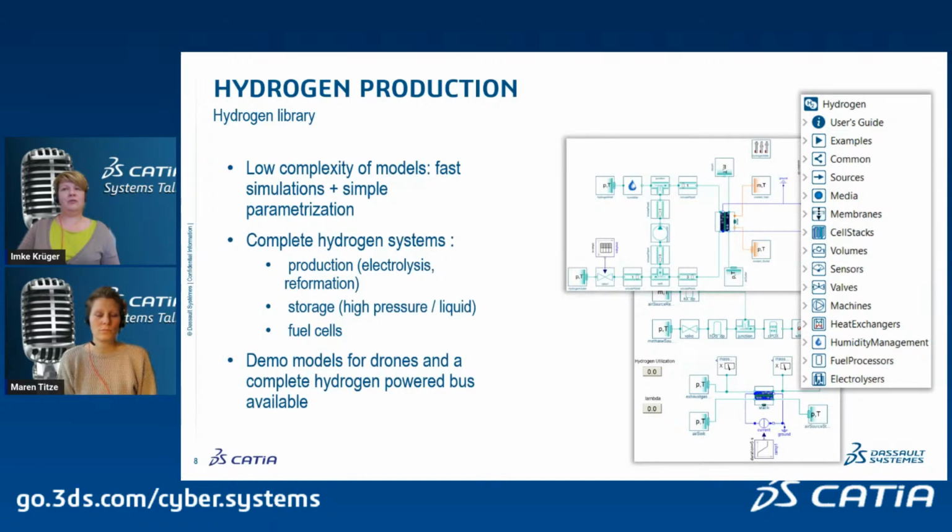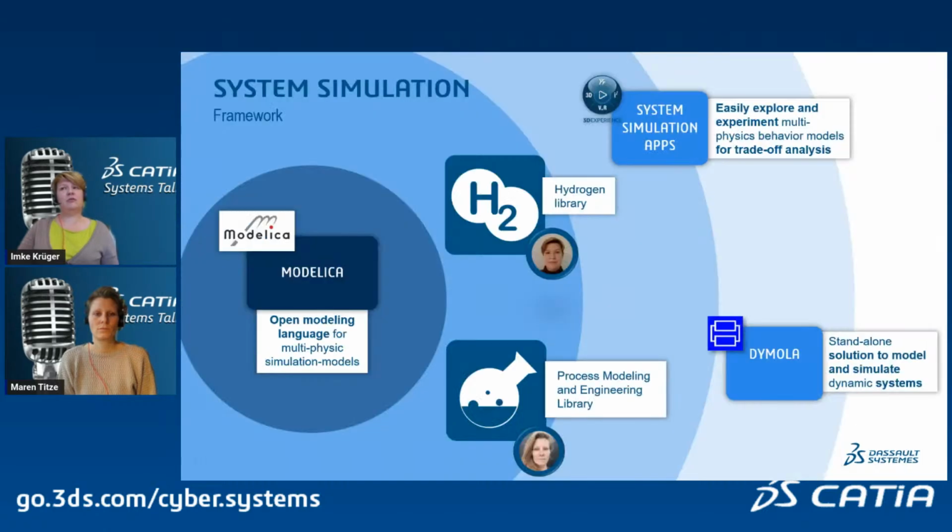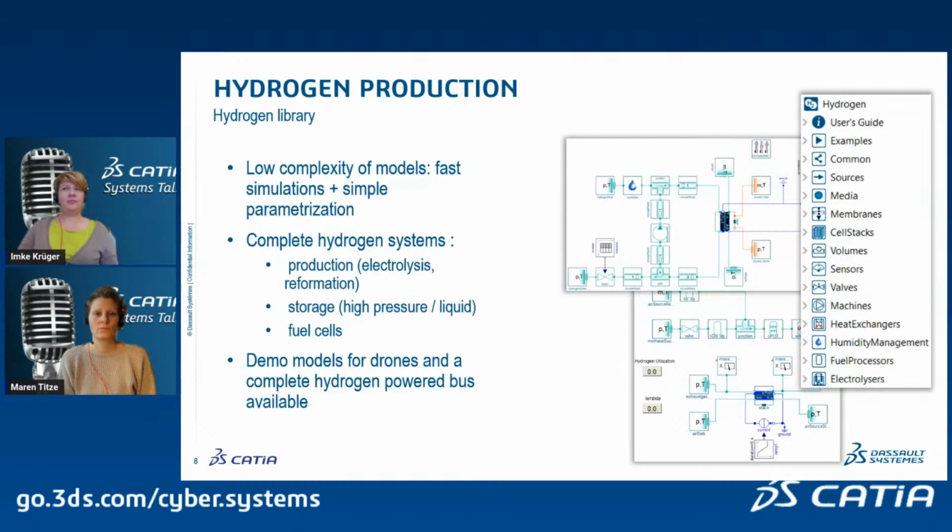And I will start with a short introduction to the Hydrogen Library. That's the project I'm working on. So the Hydrogen Library is a Modelica library that focuses on models with a rather low complexity, so that we have fast simulations. And also, which is quite important, I think, you have a rather simple parameterization, because often you lack the parameters for complex models, and I focused on parameters that are available as data sheets from the manufacturer.